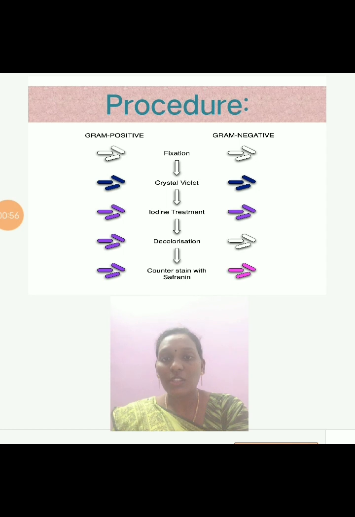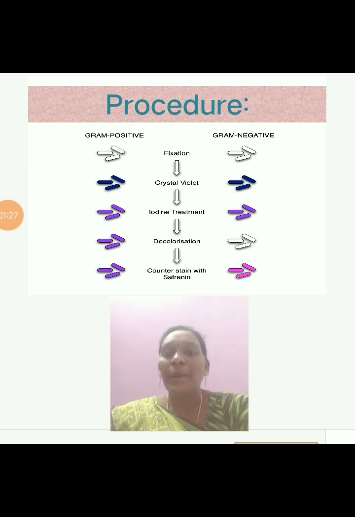When you observe it under the microscope, if your culture is gram positive bacteria, the cells will appear purple or violet in color, whereas the gram negative bacteria will appear pink in color. So based on this difference in their cell wall composition, you can differentiate the two groups of bacteria, gram positive and gram negative, using this gram staining procedure.